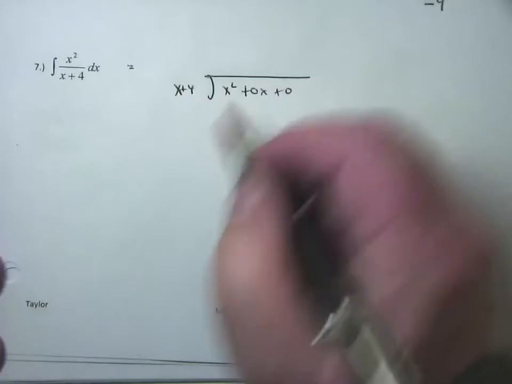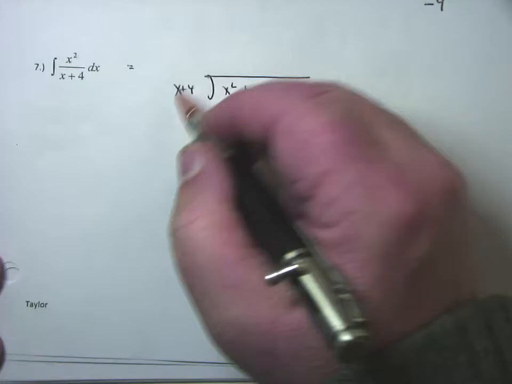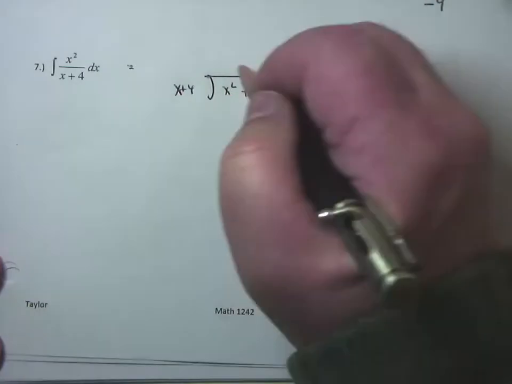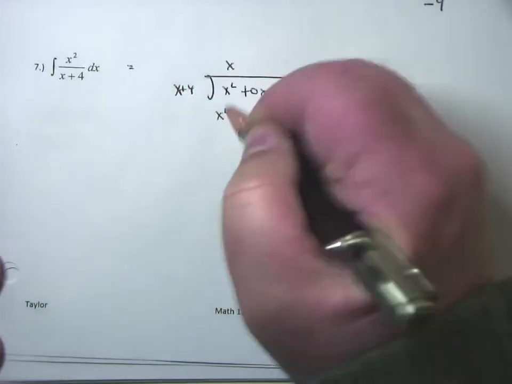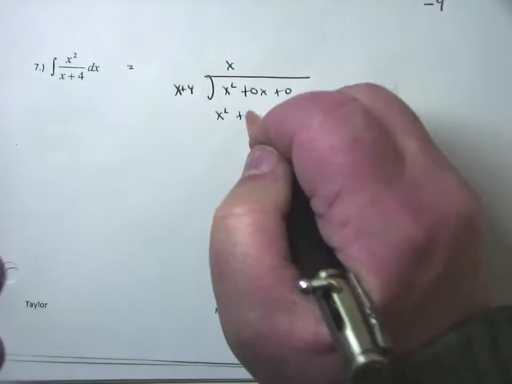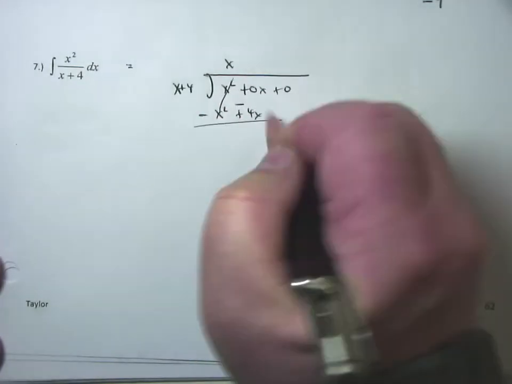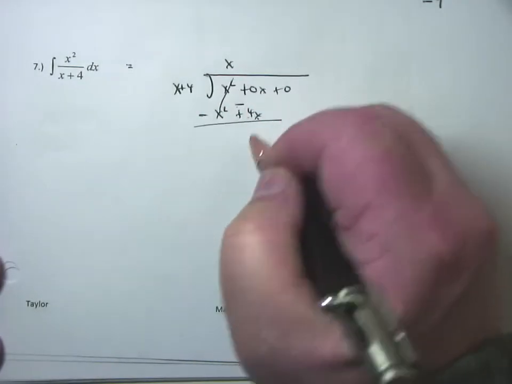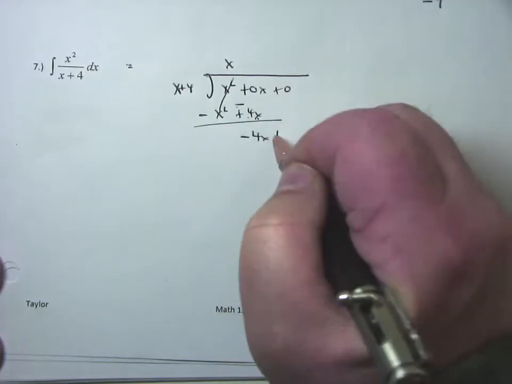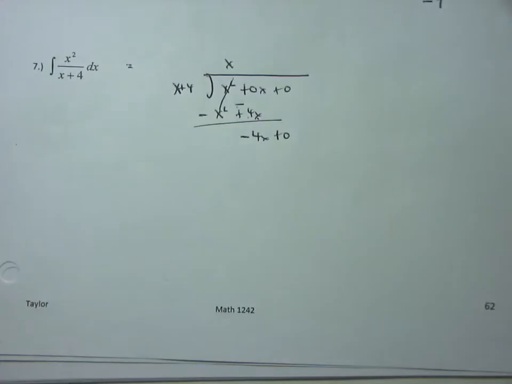What times x is x squared? Excuse me, what times x is x squared? X. X times x is x squared. X times plus 4 is plus 4x. Subtract, which changes my signs. First guy cancels. 0x minus 4x is negative 4x. Bring down your next victim, plus 0, and play the game all over again.